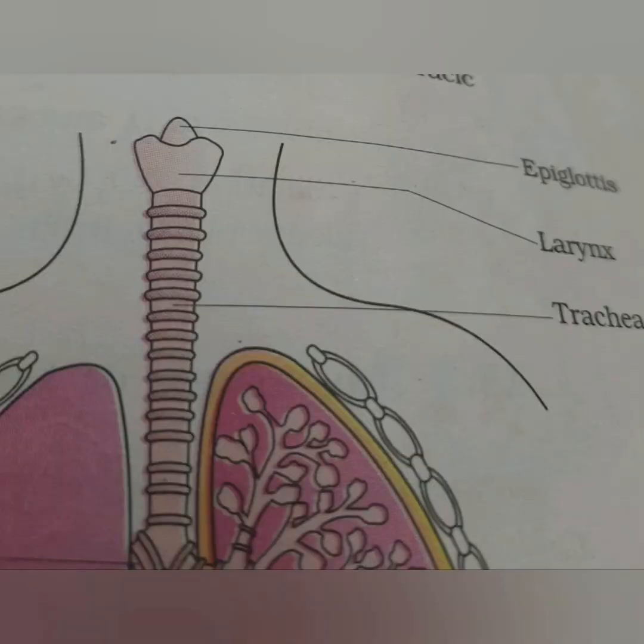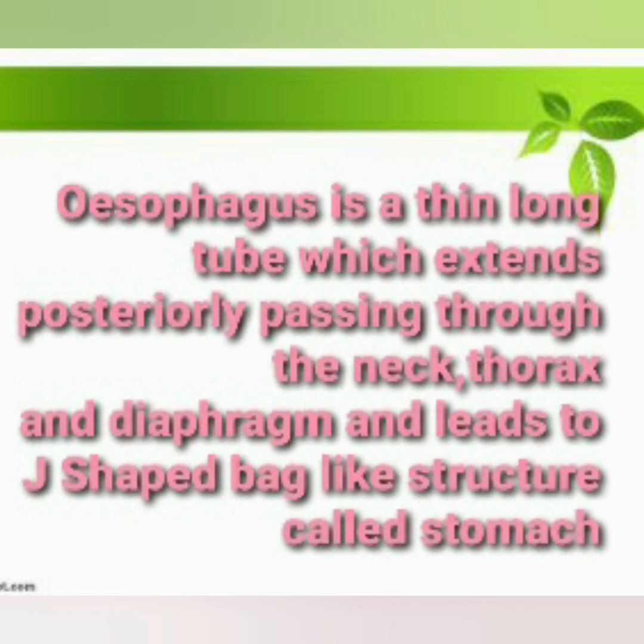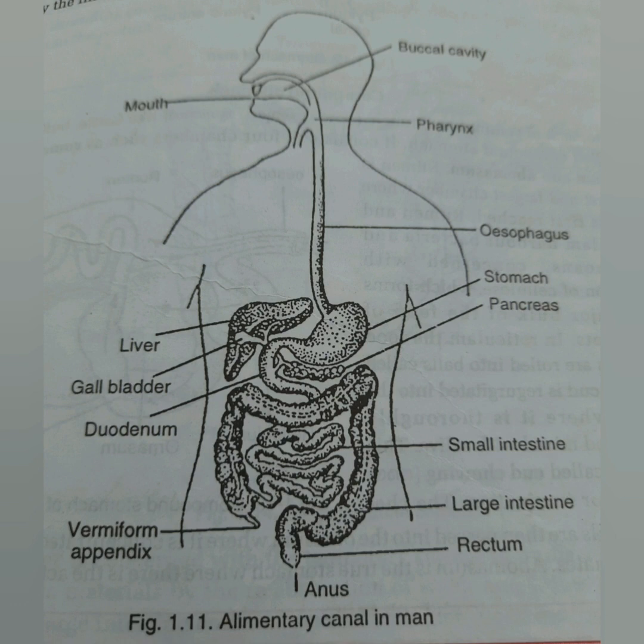So this is the respiratory system diagram. Here you can see the trachea. Its opening is called glottis and it is covered by the cartilaginous lid epiglottis. Very clear here. Esophagus is a thin long tube which extends posteriorly passing through the neck, thorax and diaphragm and leads to J-shaped bag-like structure called stomach.